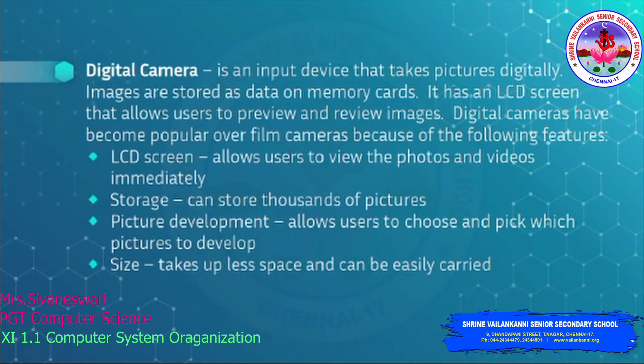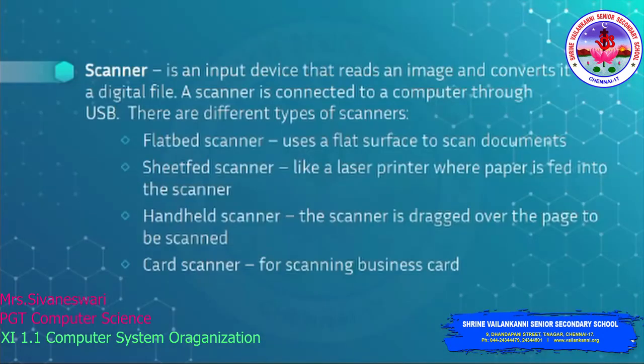Digital camera. It's an input device that takes pictures digitally. Images are stored as data on memory cards. It has an LCD screen that allows users to preview and review images. Digital cameras have become popular over film cameras because of the following features. LCD screen allows users to view the photos and videos immediately. Storage can store thousands of pictures. Picture development allows users to choose which pictures to develop. Size takes up less space and can be easily carried.